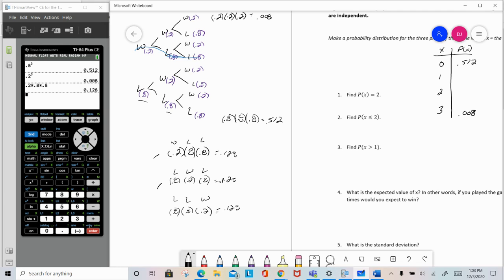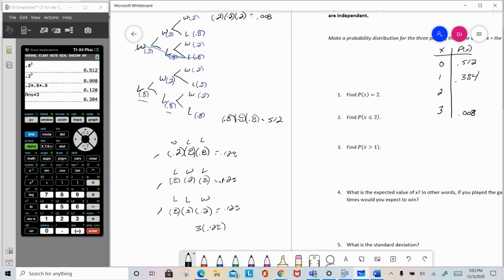Because there's 3 different ways to win once and lose twice. So what I need to do is multiply. Notice what I'm going to do is 3 times the 0.128, and we get 0.384. So 0.384 is the probability of winning once.